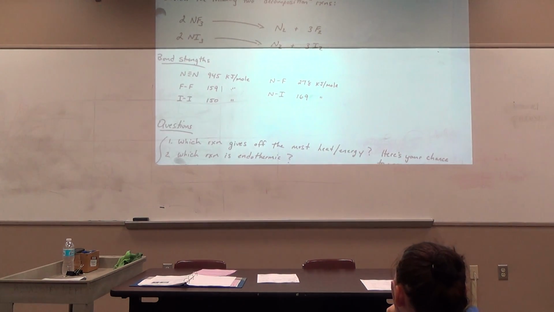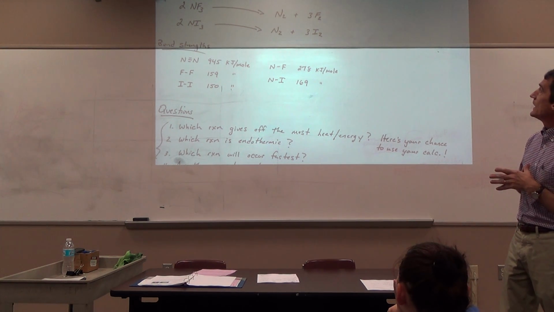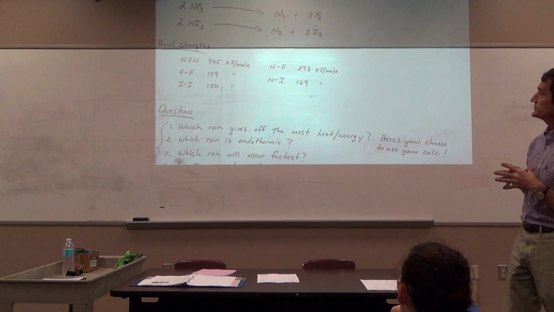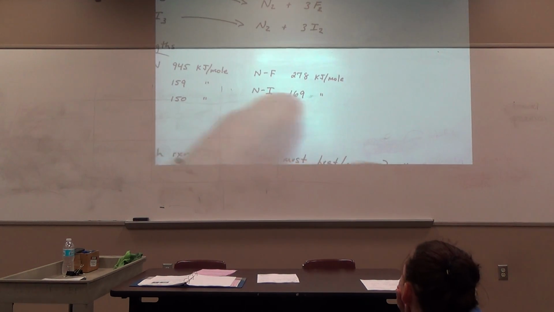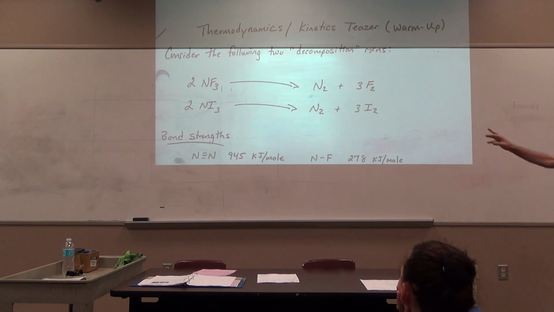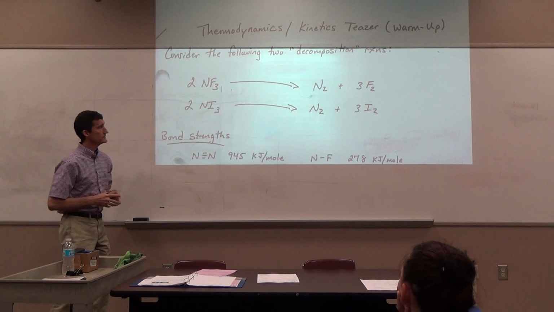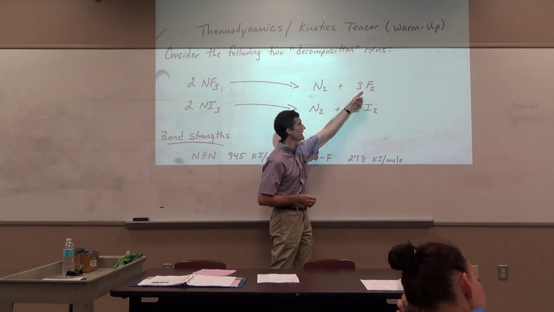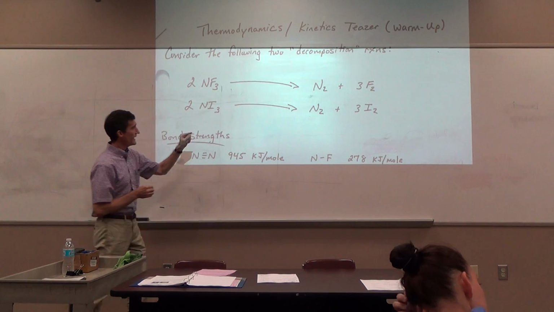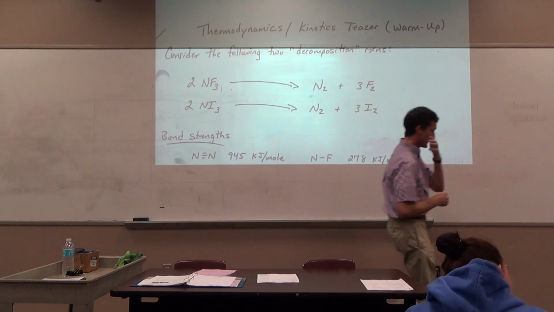Thermodynamics, kinetics. Okay, teaser. There's 2 reactions here. Decomposition reactions because the starting material, NF3, by the way I balanced these, you're not going to see me balance many reactions. NF3 will decompose and turn into nitrogen and fluorine. Also NI3 will turn into nitrogen and iodine. Some bond strengths are given.